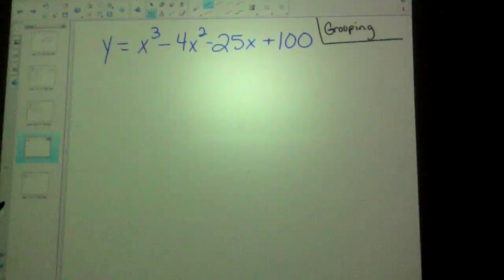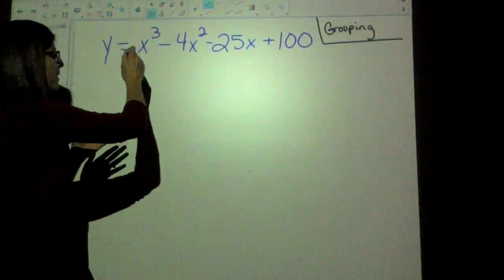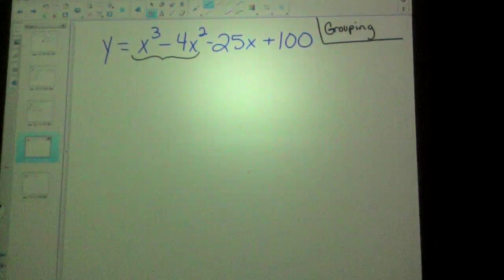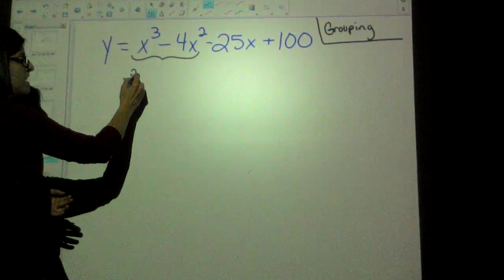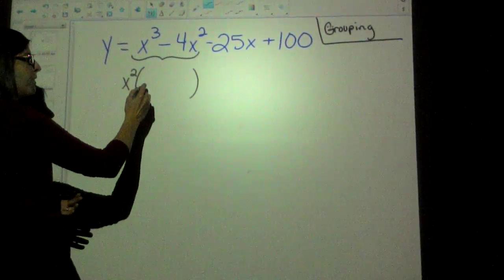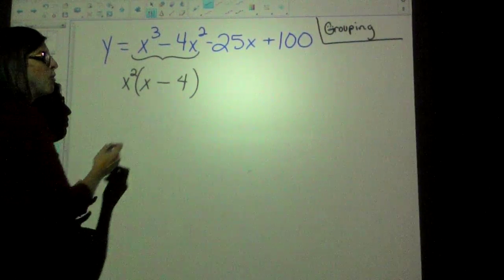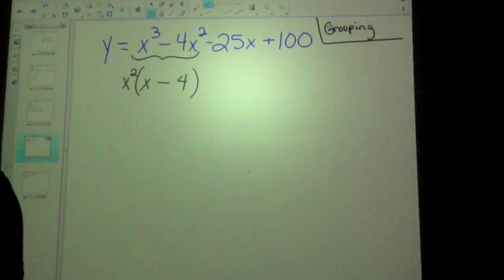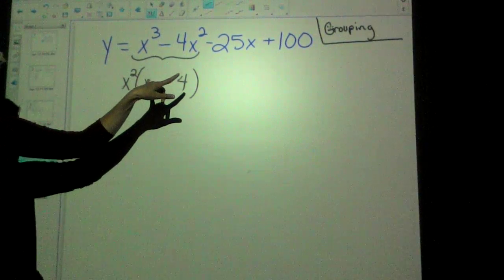So for grouping, let me show you how that works. Nothing in common with all of them, but if I take the first two, they share something, don't they? X squared. They share x squared, so take x squared out of both of them. And you're left with x minus 4. Your goal in grouping is to get the same factor in each term. So I either want an x squared or an x minus 4.